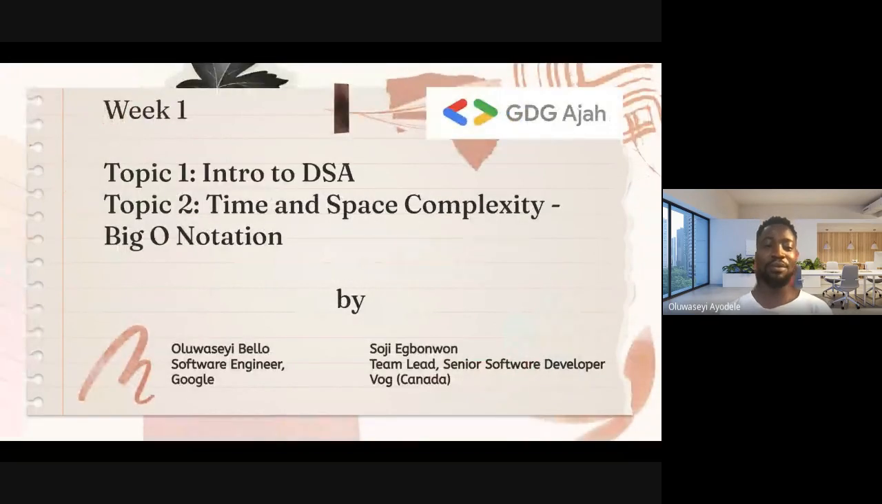We'll be moving forward to start why we are here today. Today we are starting with intro to DSA, and also time and space complexity, the big O notation, which is going to be handled by our awesome tutors, Oluwase Ibelo, who is a software engineer at Google, and also Soji Egbonwo, the team lead senior software developer at Velo, Canada.